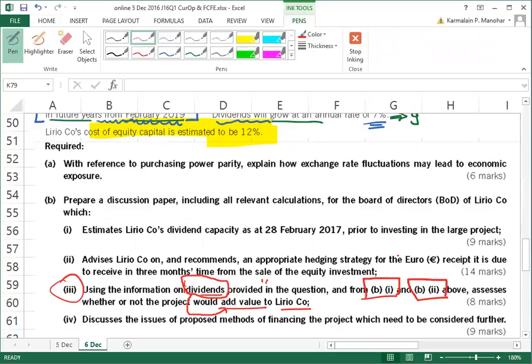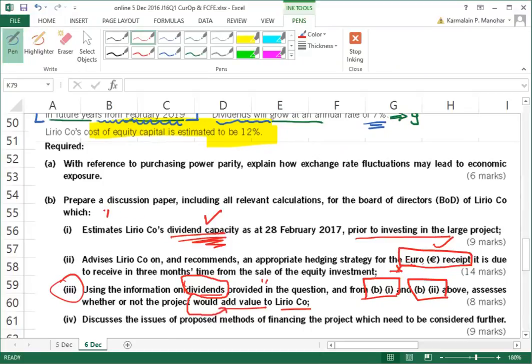So dividend is again the amount of cash remaining after we pay off. So B1 gives us the dividend capacity before we invested. And what happens next? We are going to sell and get some receipts in euros, and we've converted it to dollars. We're going to get some cash in. So we're going to have our dividends, but we're not going to pay it out. We're going to collect some cash in.